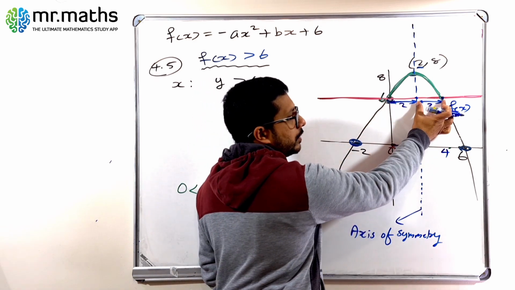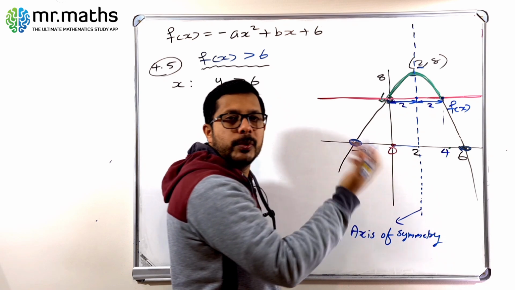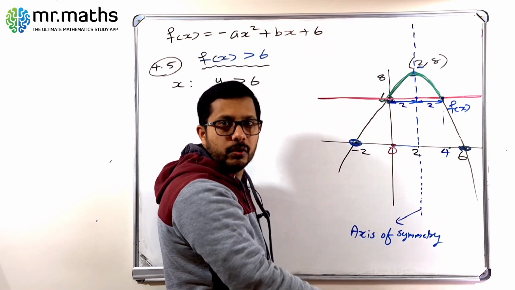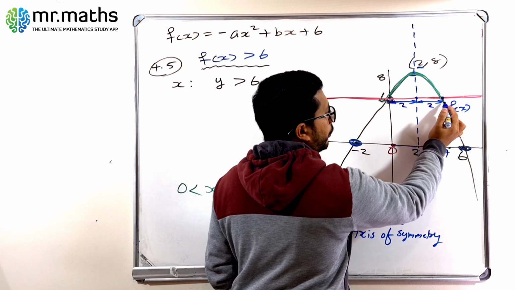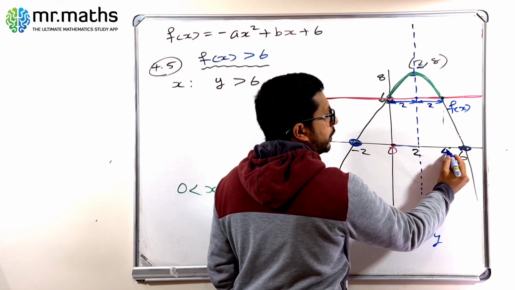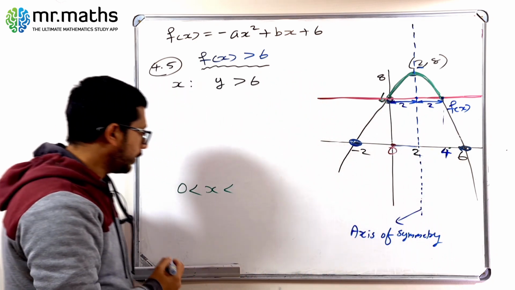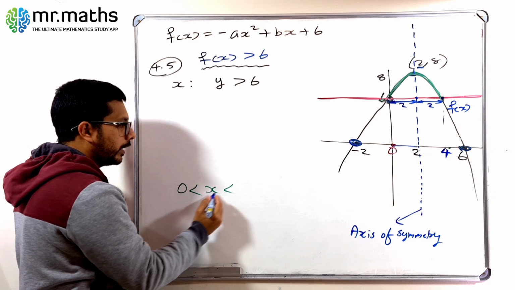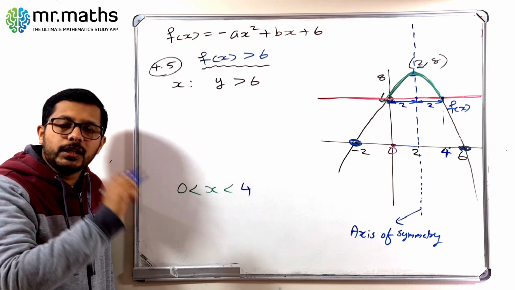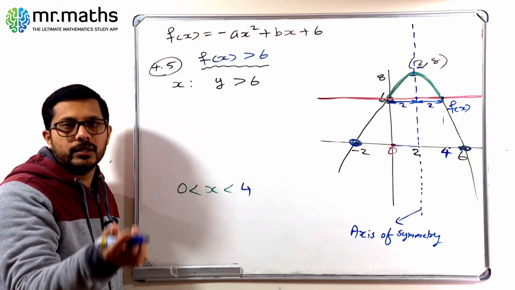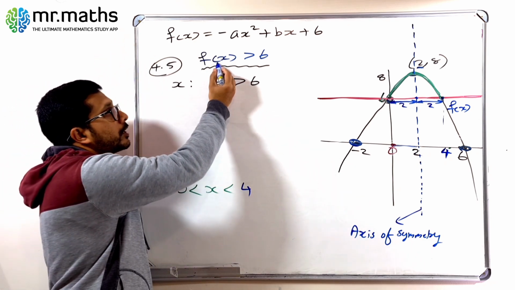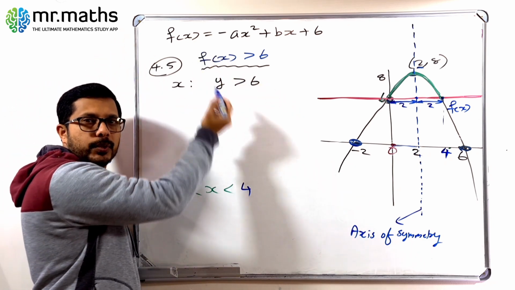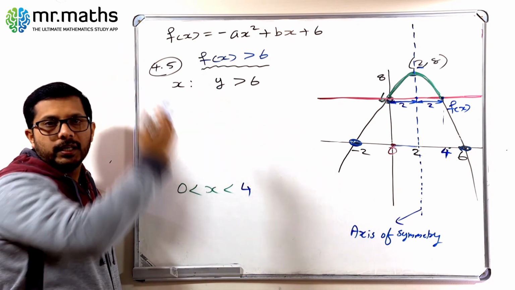What is this distance? That is also supposed to be 2, because that is the axis of symmetry. So what is the total distance? 4. It means the x value here is 4. So what can we write as the answer? 0 less than x less than 4. Between x values 0 and 4, y, which is the same as f of x, is greater than 6.